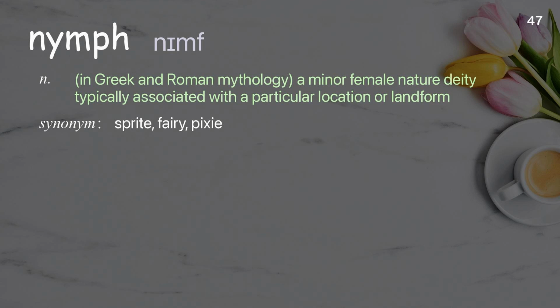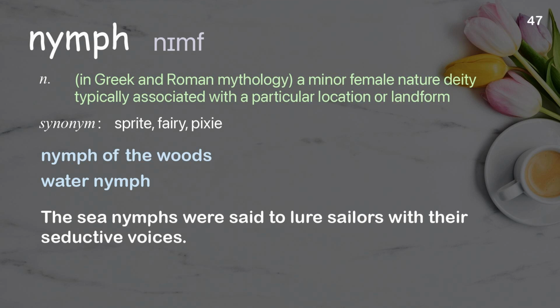Nymph. In Greek and Roman mythology, a minor female nature deity, typically associated with a particular location or landform. Examples. Nymph of the woods. Water nymph. The sea nymphs were said to lure sailors with their seductive voices.